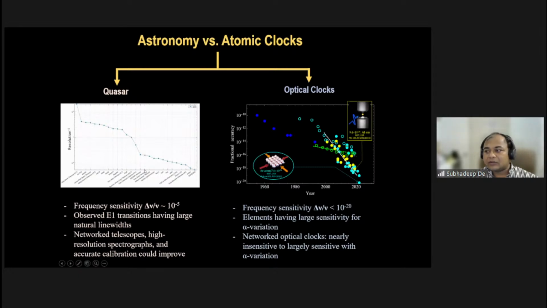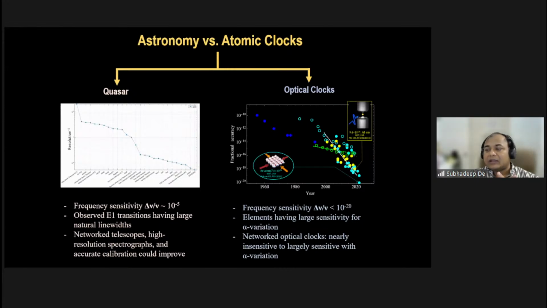The resolution is lambda by delta lambda, or nu by delta nu. Then the inverse of the resolution is delta nu by nu, which for the best case scenario is 10 to the power minus 5. Whereas for optical clocks, this delta nu by nu, the sensitivity of the optical clocks at present, is on the order of 10 to the power minus 20. That means you can measure the frequency of an optical spectrum much more accurately in optical clocks than what you can do by using astronomical telescopes.